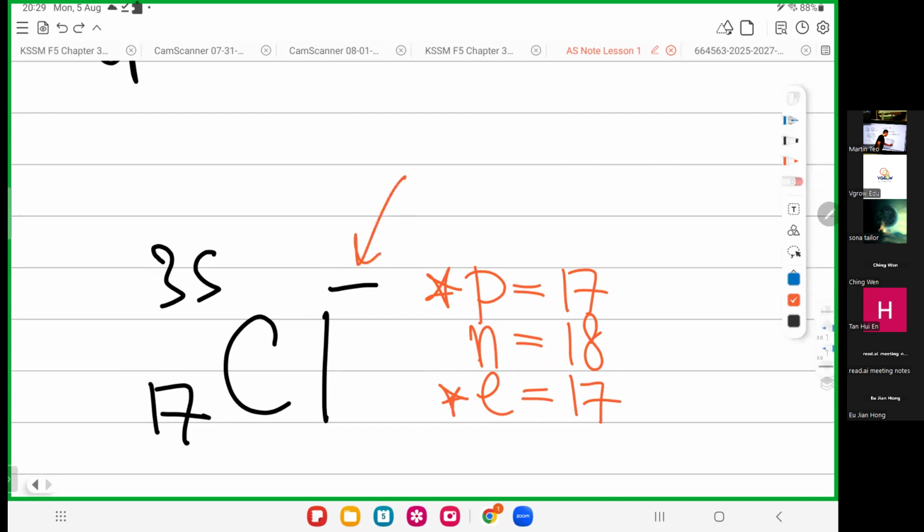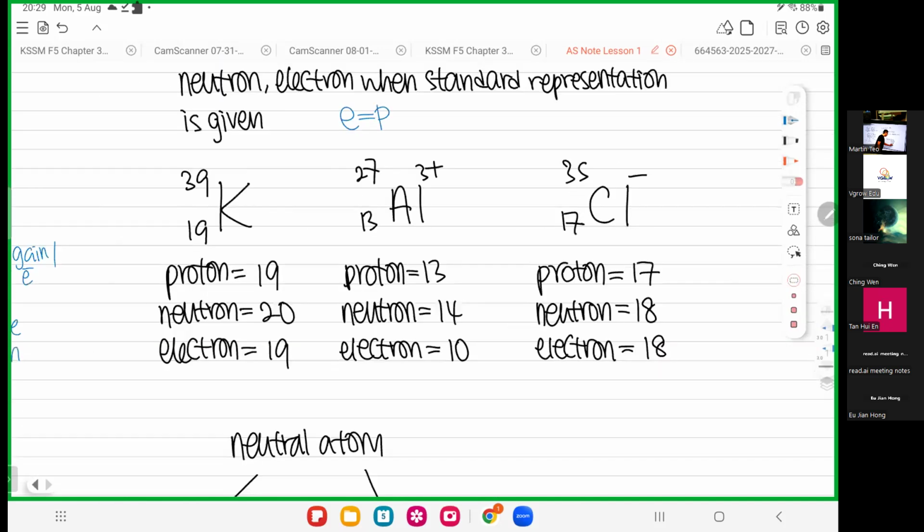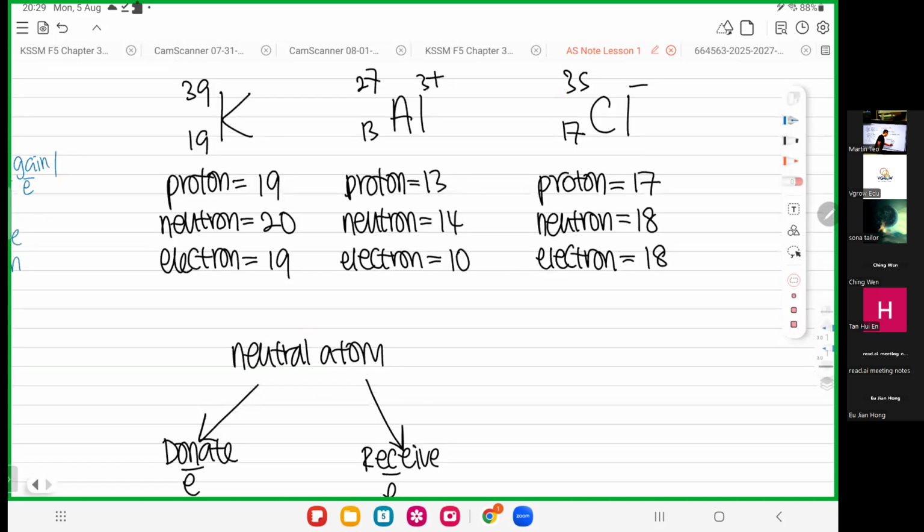So how do you become a negative ion? You need to receive electrons. The charge is negative 1, so you need to receive 1 electron. You have 17, you receive 1 extra electron, and you are 18 now. So this is how we find the number of protons, neutrons, and electrons for the ion. Not very hard.